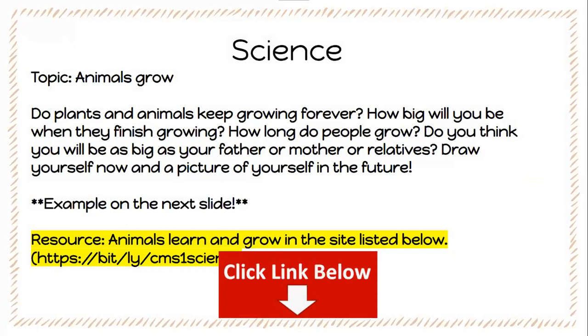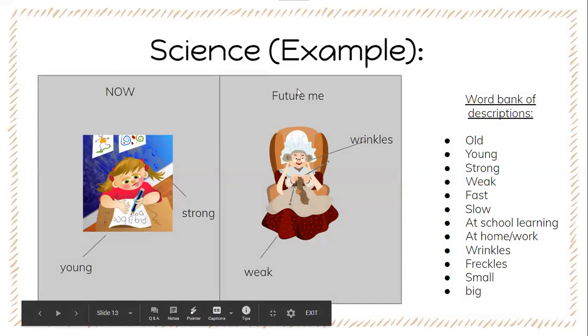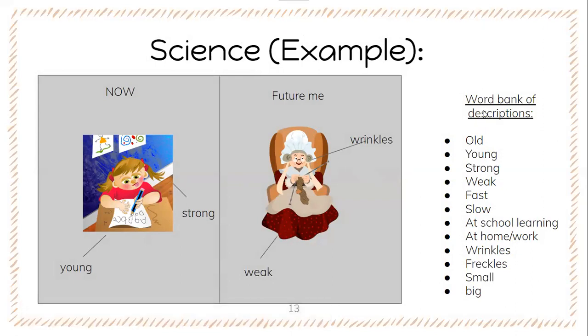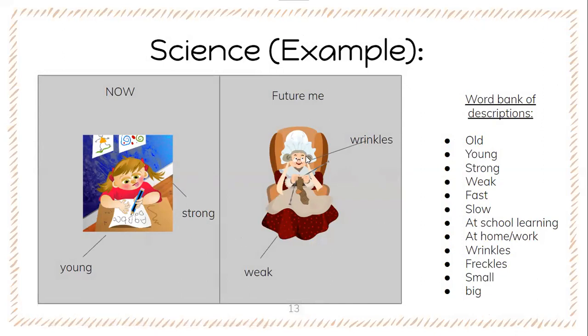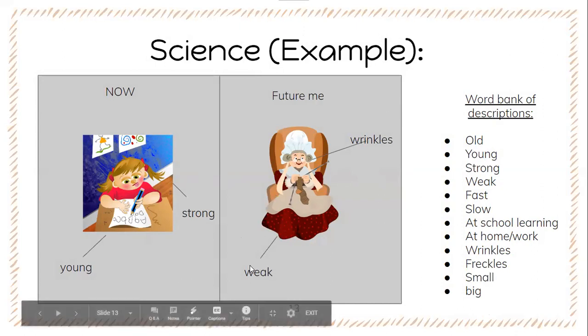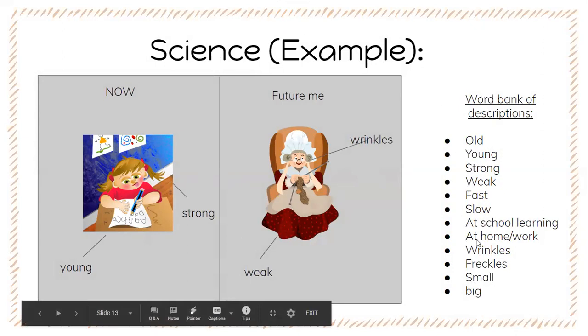There's also a link that you can follow to help you if you would like to. But here's an example. You have a piece of paper, just divide it in two. I'm not a very good drawer, so I did clip art, but this is a picture of me as a little kid and then the future me. And this is a word bank that you can use to describe yourself, all these different adjectives. So the now me, I have young and strong. And in the future me, look, I'm a little older. I have some wrinkles. I'm weak. So this is a word bank of descriptions you can use to describe yourself now and in the future.